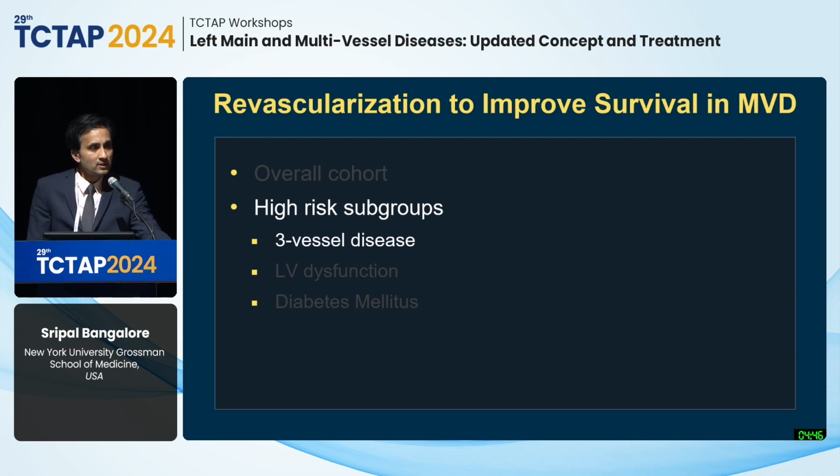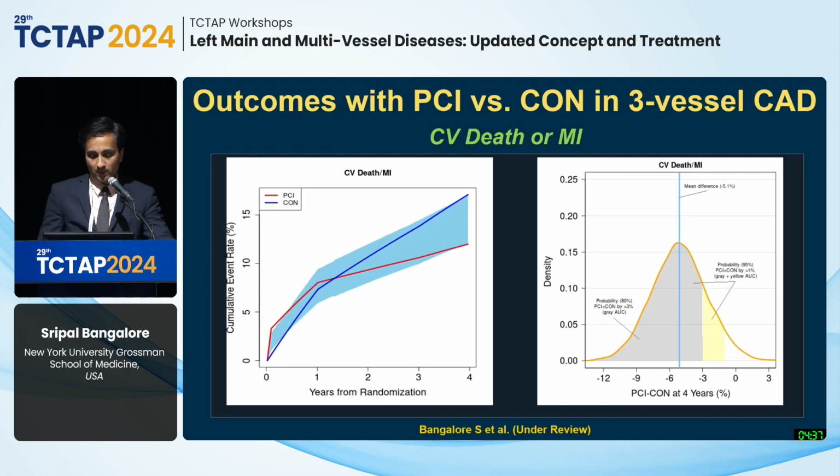In terms of multivessel disease, let's talk about higher risk subgroup of patients. Multivessel could be 2 or more vessels. What about patients who have 3-vessel disease? This is a paper which hopefully will be published soon, where we are looking at patients who had 3-vessel disease in the ISCHEMIA trial. For the endpoint of CV death or MI, the curves do cross at around the 1-year time point. Here we show that revascularization significantly reduces CV death or MI when compared to conservative strategy.